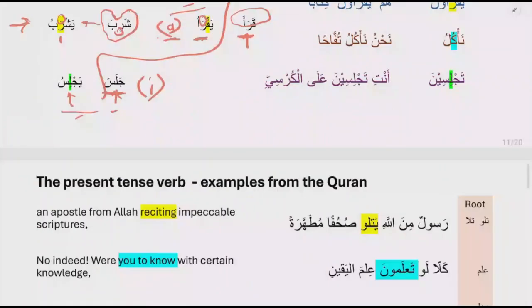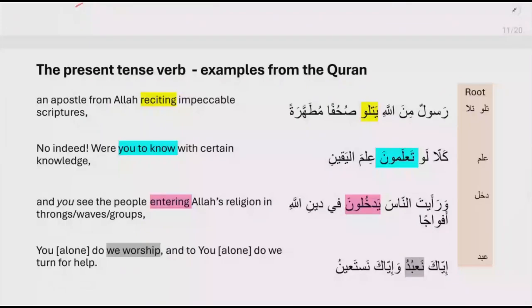All right, now let's look at the present tense verb. Some examples from the Quran. Rasulun minallahi yatlu suhufan mutahhara. Now this one here is a bit of a different word. So the root is tala. If you look at a dictionary, you'll find tala is the way it's recorded under ta, lam, and alif.